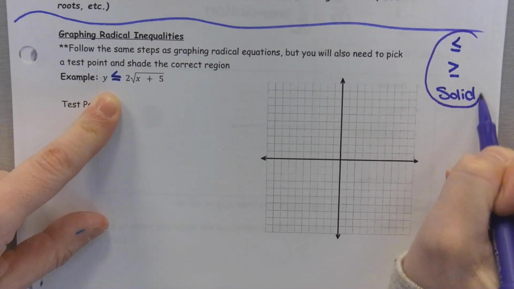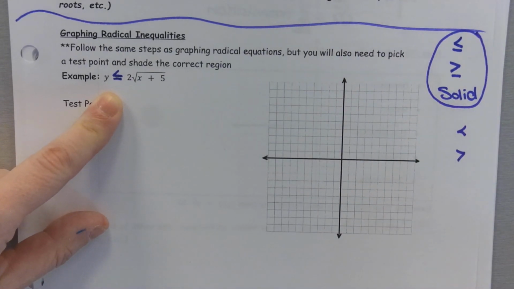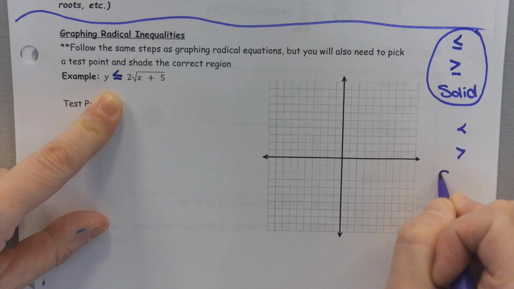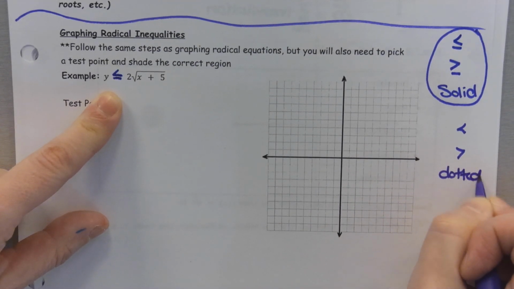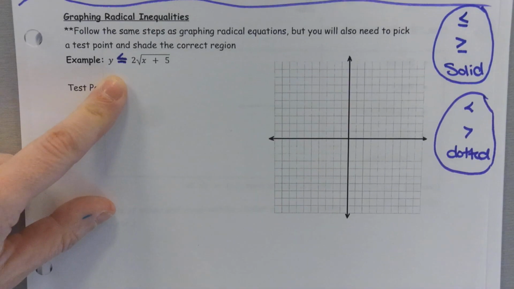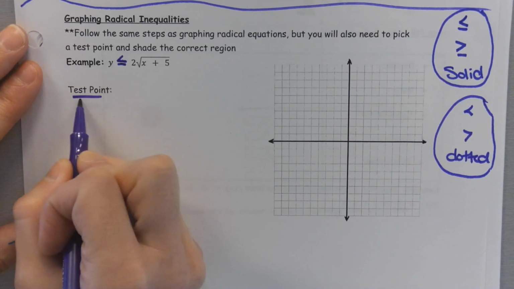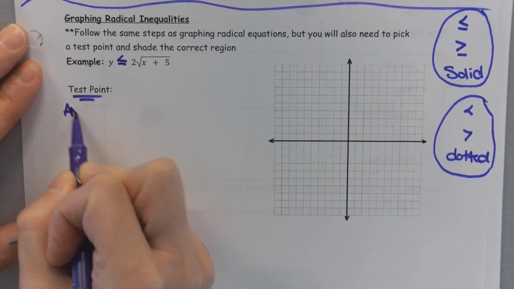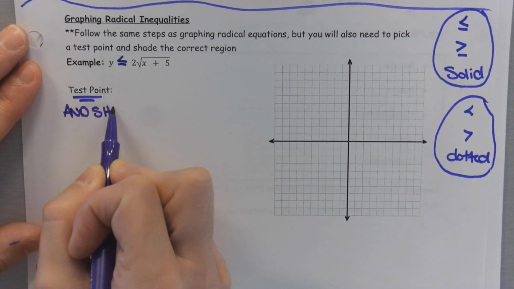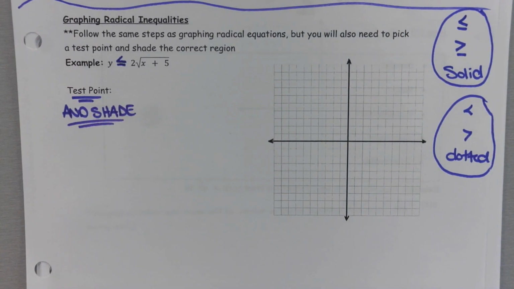Remember, these aren't going to be lines anymore. If I had less than or greater than, solid or dotted curve? Dotted. So that's something to remember. And then also remembering that we have to find a test point and we have to shade. So just a couple reminders before we get started, those are some bonus things that we have to do with this problem that we weren't doing yesterday.